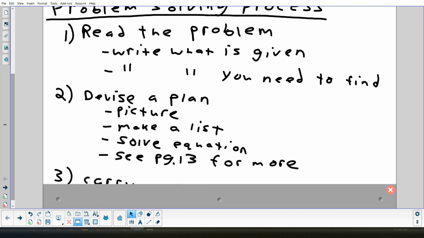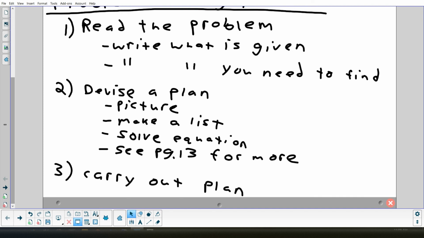Okay, so once you read the problem, you've drawn your picture or you've made your equation, now it's time to actually solve it. So take your equation, solve it. Take your list that you made and count. Okay, how many are there? 1, 2, 3, 4, 5, 6. So now you actually carry out your plan.